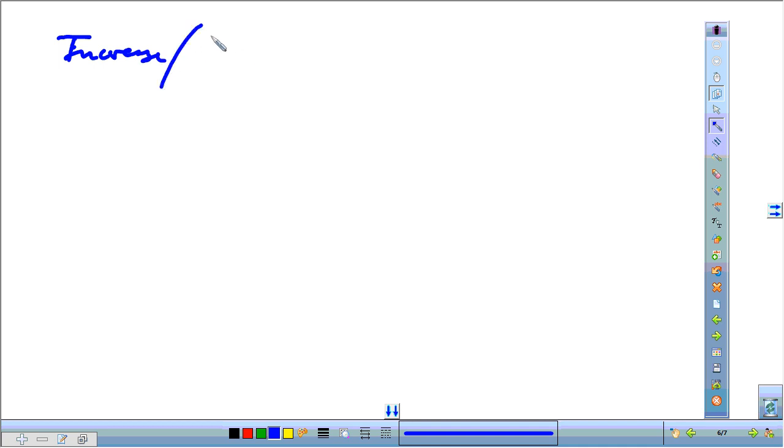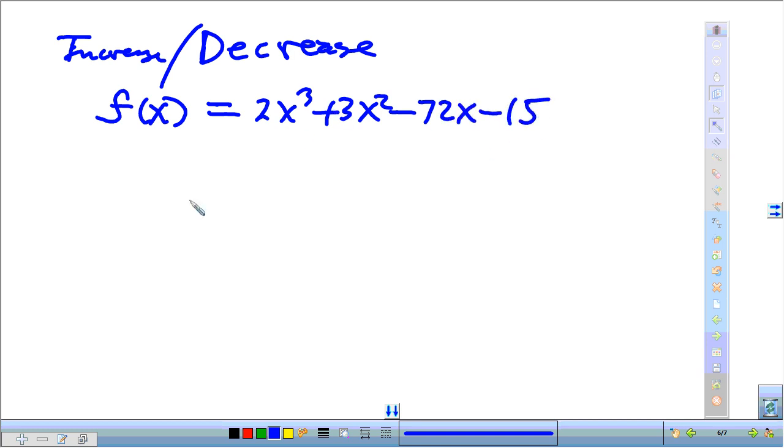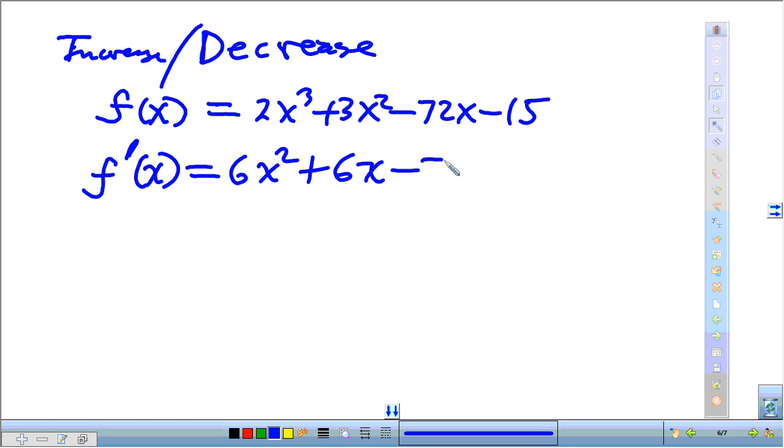So let's return to increasing and decreasing. So let's take f of x equal 2x cubed plus 3x squared minus 72x minus 15. So we have a curve. If we want to look at the values where it increases or decreases, we're going to look at the derivative. So in this case, 6x squared plus 6x minus 72.